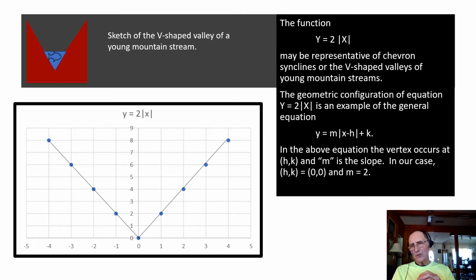Okay, let's take each equation at a time. The first one is y is equal to 2 times the absolute value of x. That could be indicative of the V-shaped valley of a young mountain stream or a chevron syncline. Now the general equation is y is equal to m times the absolute value of x minus h, plus k. Now h and k are the x and y coordinates of the vertex, and m is the slope. In our case, the slope is 2.